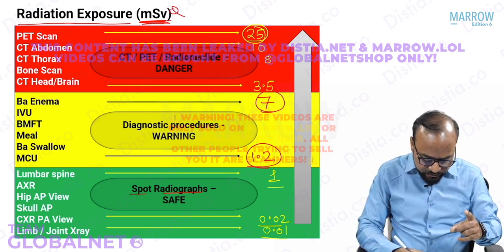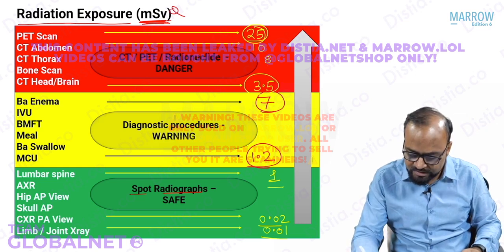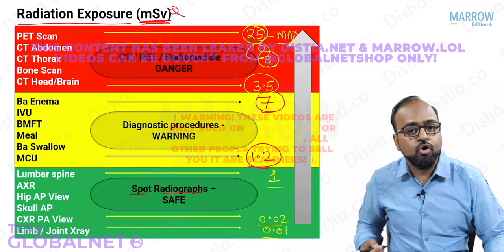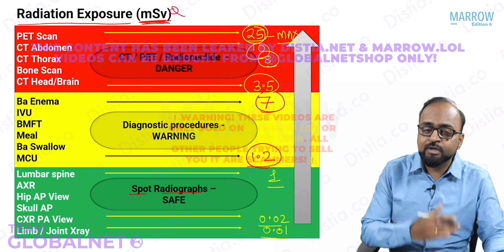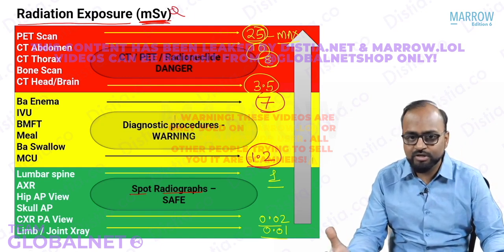CT scan, PET scan, very important. So CT head is around 3.5, CT thorax is 8, CT abdomen is 10, and the overall highest or maximum radiation exposure occurs in what? Occurs in PET scan, and the overall exposure is considered to be 25 millisieverts. That is the highest one.